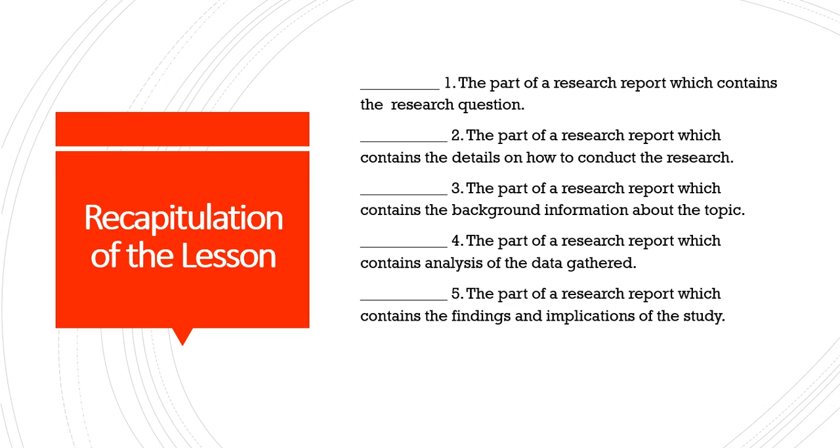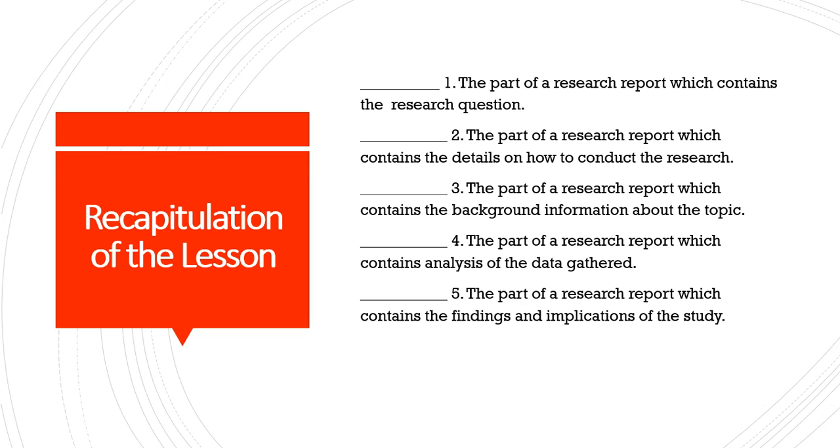Last time, we talked about the structure of academic texts. And one specific structure that we talked about is the IMRD or the IMRAD structure of a research paper. So let us try to identify which part of a research paper or research report is being defined by each statement. You may check your answer after I mention the answer for each number.